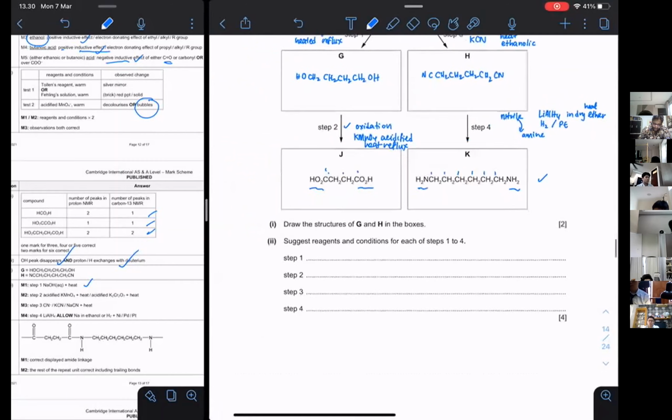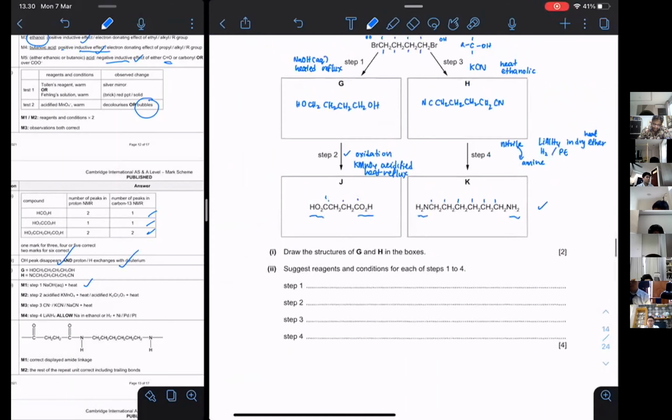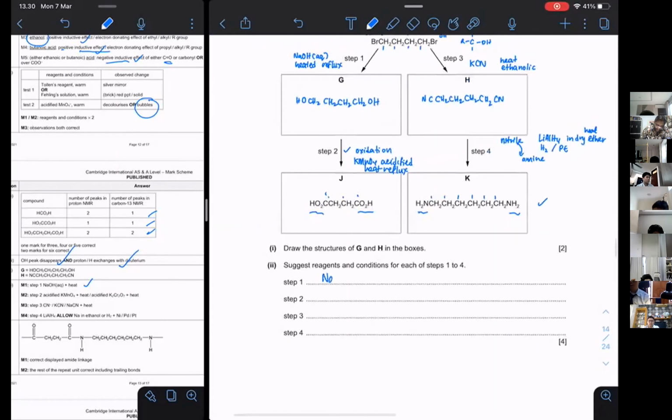Now, draw the structures. I have already drawn them. Suggest reagent and condition for step number 1. For number 1, you use aqueous NaOH, heated under reflux. In the marking key they say heat, or heat under reflux. They are not going to deduct marks from you. Heat is already okay. If you want to say heat or heat under reflux, it's up to you. If you're not sure, just put heated under reflux.